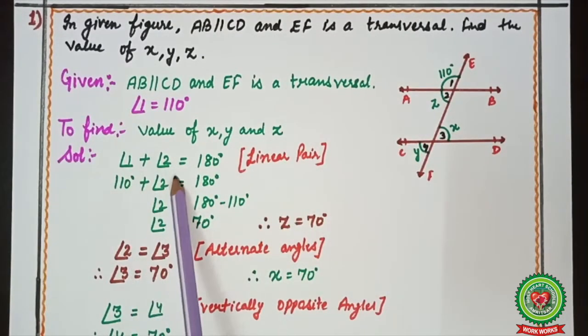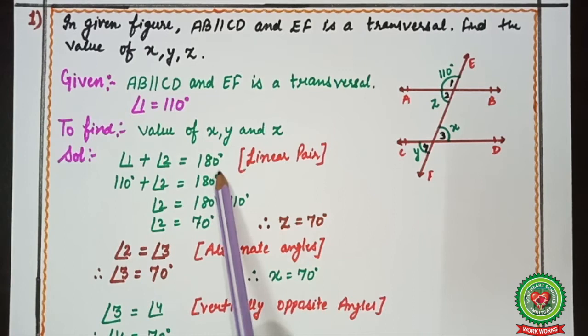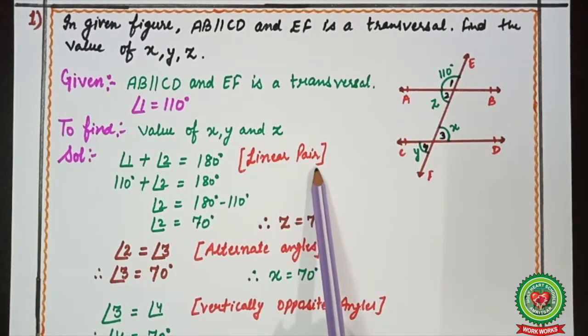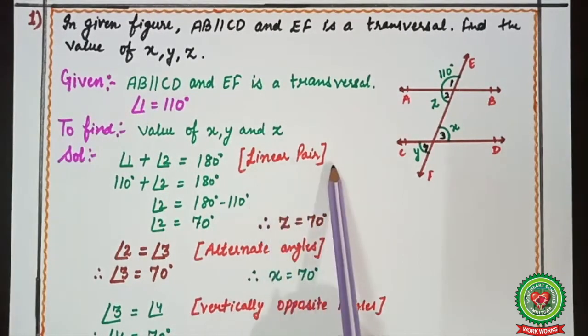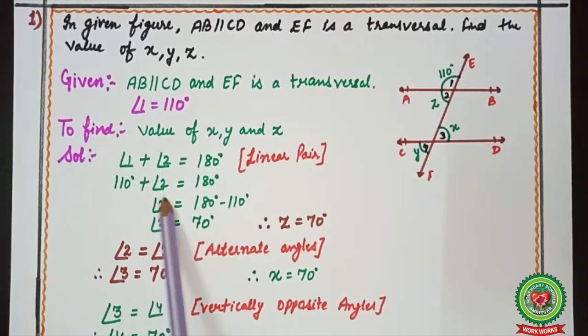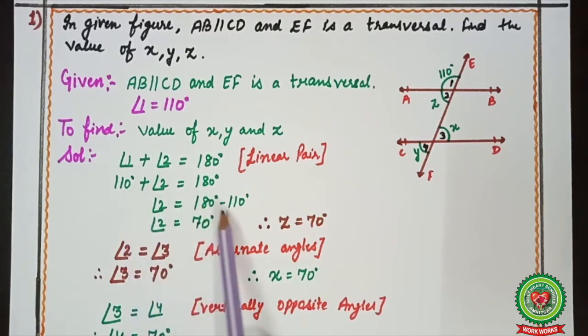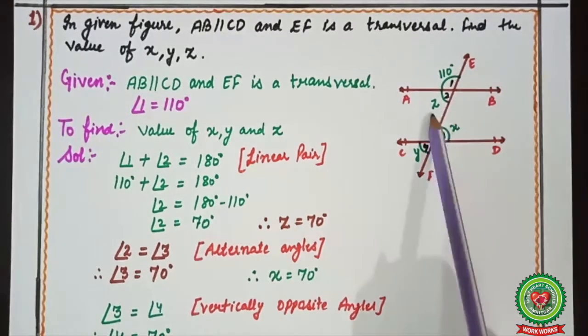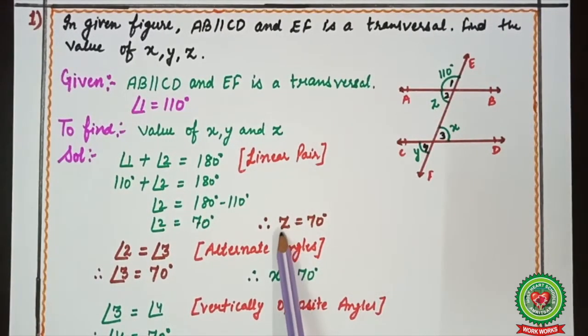So angle 1 plus angle 2 is equal to 180 degrees. Whatever property you are applying, you have to write it side by side, so here I am writing linear pair. Angle 1 is equal to 110, which is already given to us, plus angle 2 is equal to 180 degrees. Angle 2 is equal to 180 degrees minus 110, which is equal to 70 degrees. Now what was angle 2? Angle 2 was Z. Therefore we have found the value of Z, that is equal to 70 degrees.